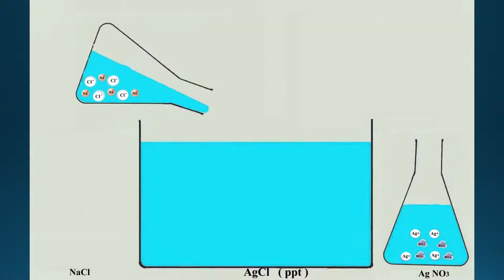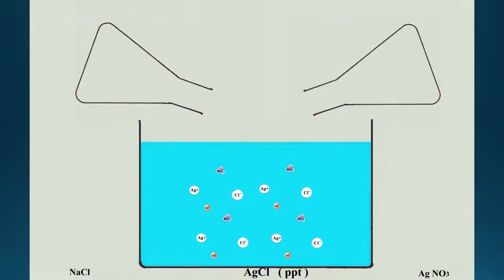Now let's see. If I put NaCl in, and now I put the AgNO3 in. Now, when you look at this, you see what happened. After a while, you will see very soon they will all clump together. This AgCl, we call it precipitation.